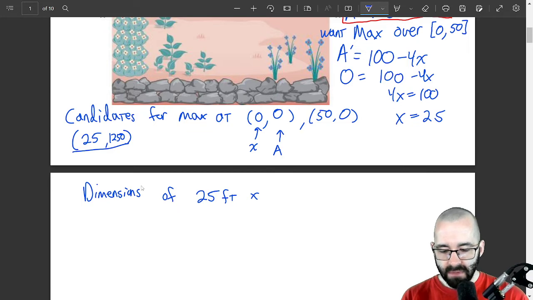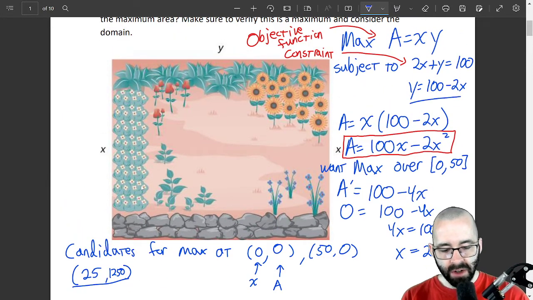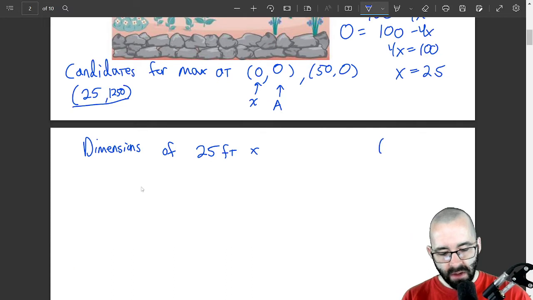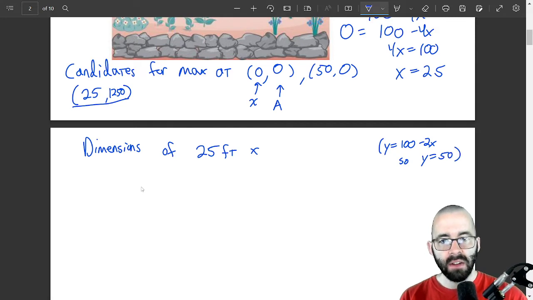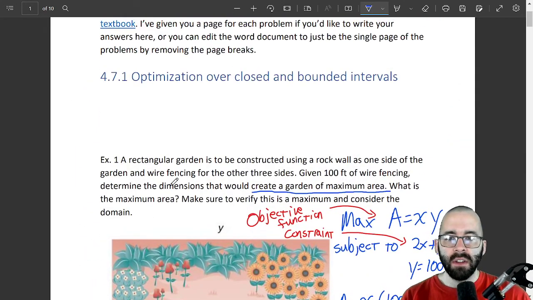Well, the y value, we said the y value is 100 minus 2x. The y is going to be 50. y equals 100 minus 2x. So y equals 50. 25 feet by 50 feet. Great. Determine the dimensions that would create a garden of maximum area.